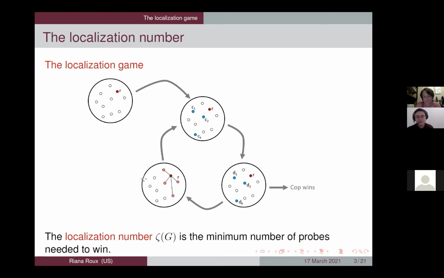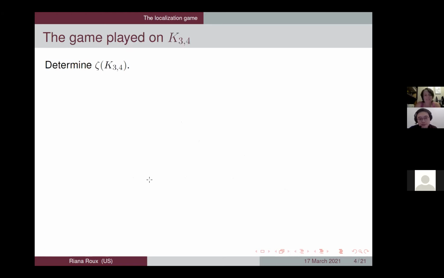So for all of this to make perfect sense, we are going to try and play this game on the complete bipartite graph K_{3,4}. Okay, so we want to determine the localization number.